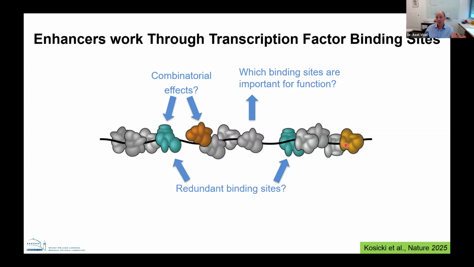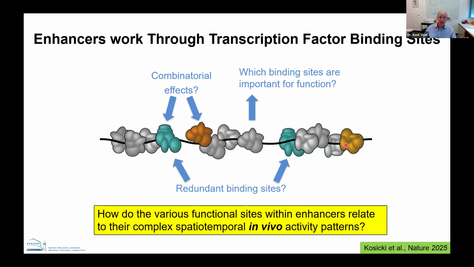We also know that many human enhancers have redundant binding sites for the same transcription factor. We typically don't know what the significance of that is. Are they functionally redundant? Do they add up? Typically we don't know. And generally speaking, we don't know how the different parts of the enhancers, the binding sites, possible other components that we don't appreciate yet, relate to each other to give rise to the overall function of the enhancer.